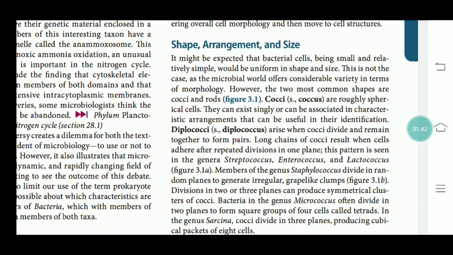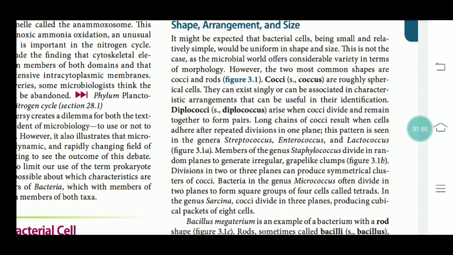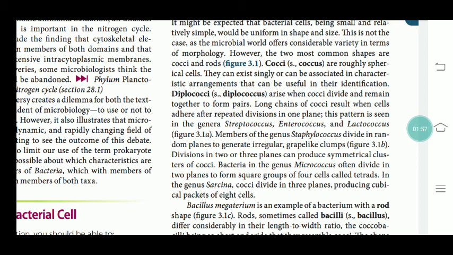So the two most common shapes of bacteria are cocci and rods. Cocci are roughly spherical cells, meaning the organism has a round shape, and it's called coccus. If it is a single cell, it's called coccus, and if there are multiple cells, they are called cocci.